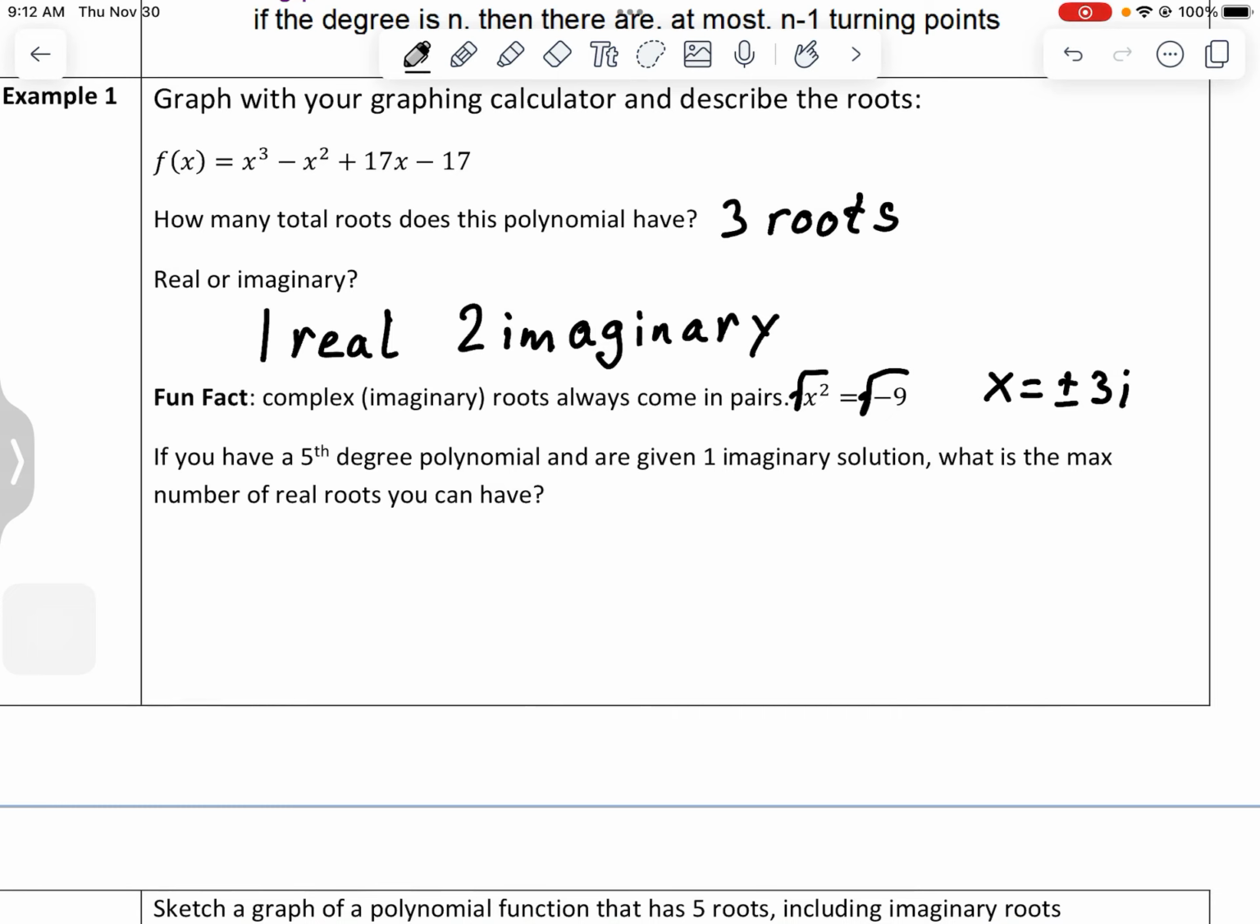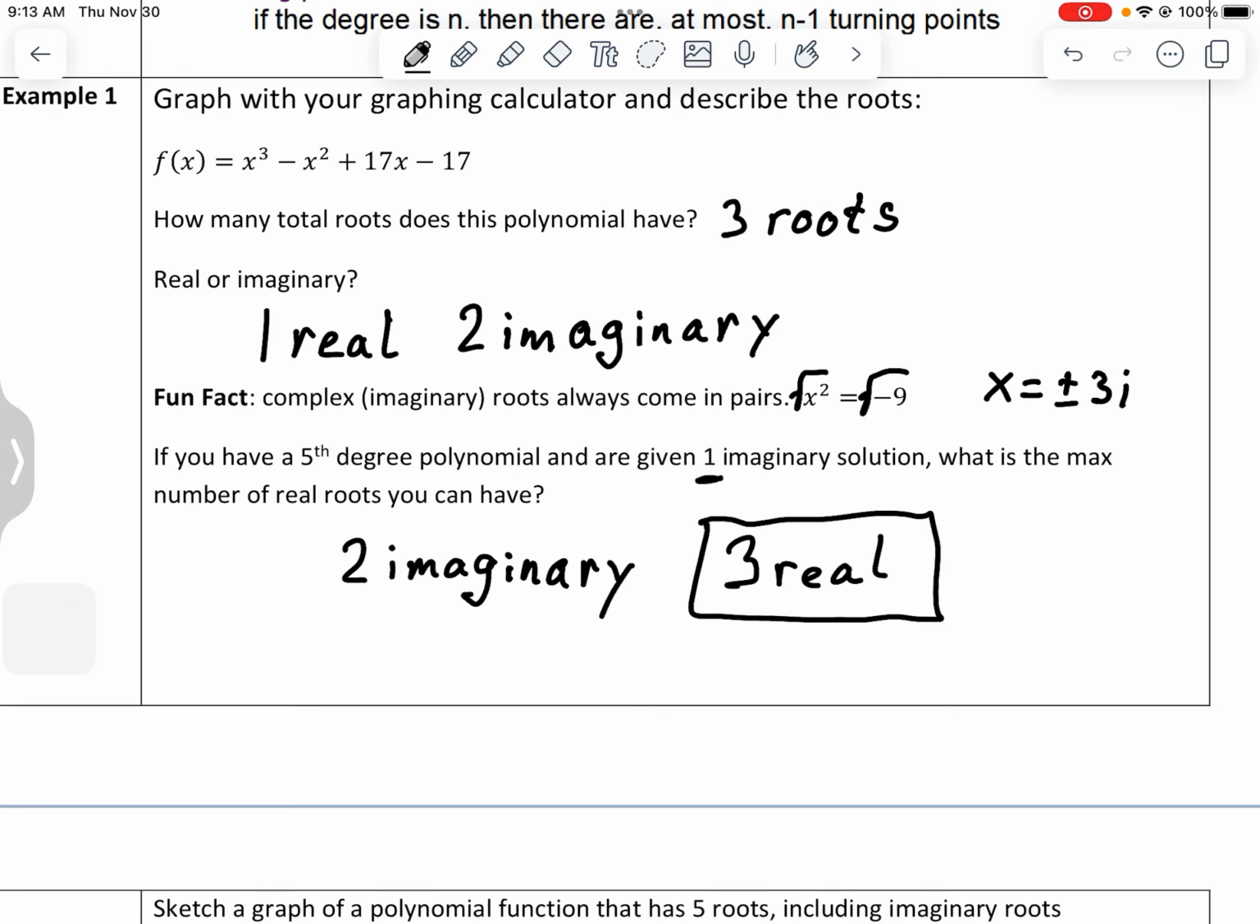So now we want to answer the question: if you have a 5th degree polynomial and you're given one imaginary solution, what is the max number of real roots? Okay, so the fact that we have 5 solutions and 1 is imaginary, that tells us that there's automatically 2. You have to have an even number because they come in pairs. So then we would have 2 imaginary, and you don't have to write this part, it's just asking for the maximum number of real, which in this case would be 3 real. And I probably should have put 3 real roots.